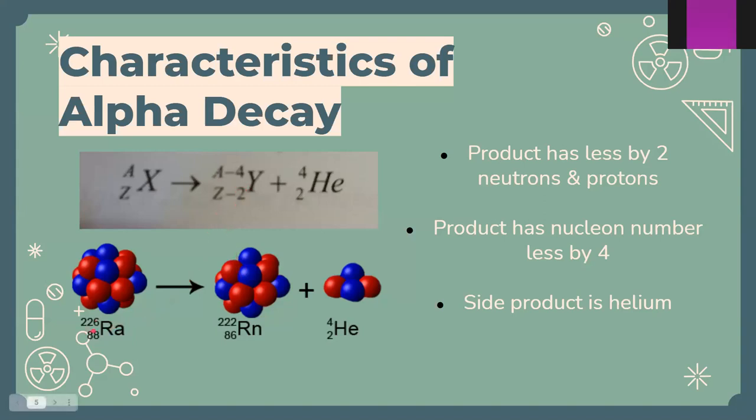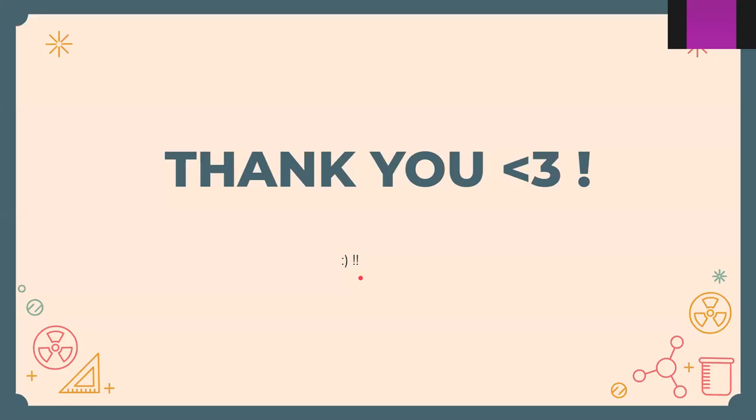So as you can see here, it's 226, now it's 222 because it's -4, and it's 88 here, and now it's 86, it's -2 here. And the extra part, from here, the 226, the extra 4 go here into this alpha particle. So that is all from me for now. Thank you.